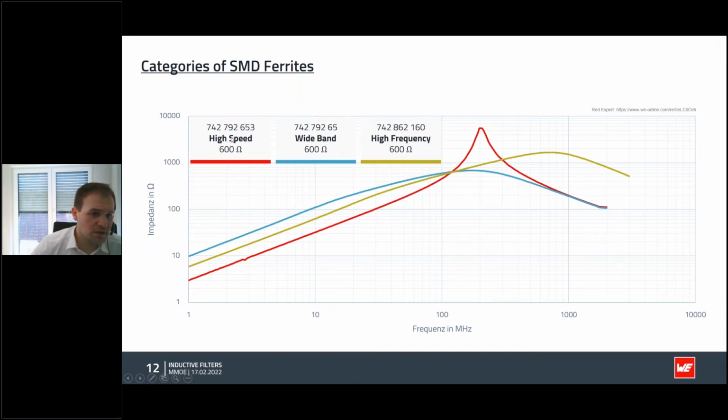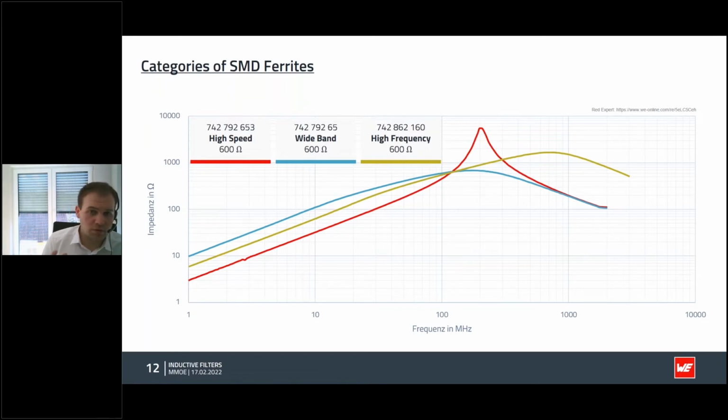curves. Each of these 3 ferrites will have the same rated impedance in the data sheet. So they all have 600 ohms at 100 megahertz. But as you can see, their behavior in the application will be different. So we have the wideband curve, which is useful for filtering of switch mode power supplies, for example. But then there's also the high speed ferrite, which can be used if the only differentiating factor between the noise and the useful signal is frequency.